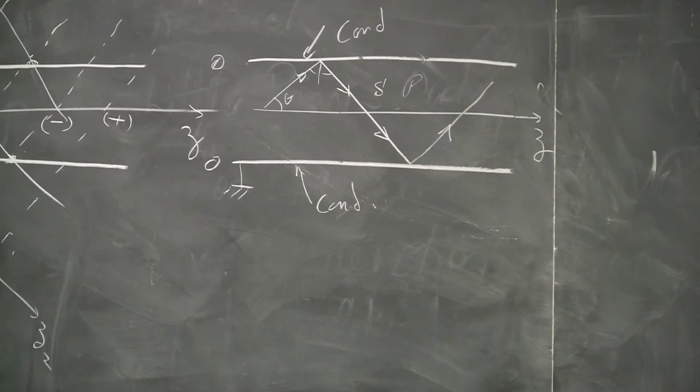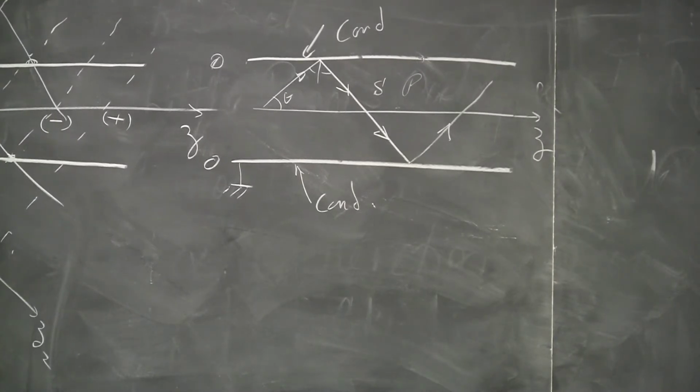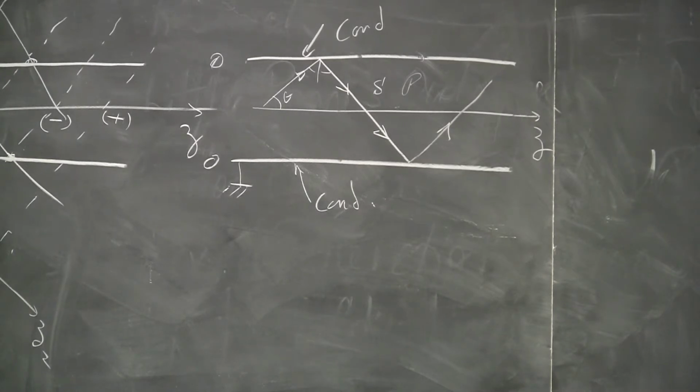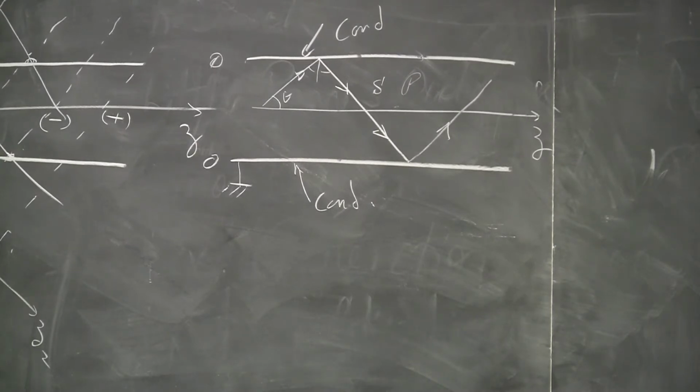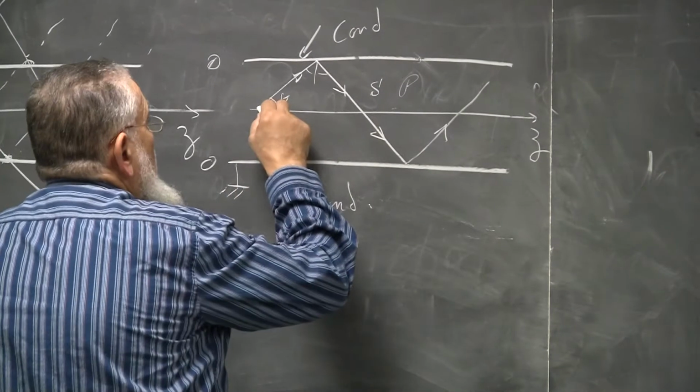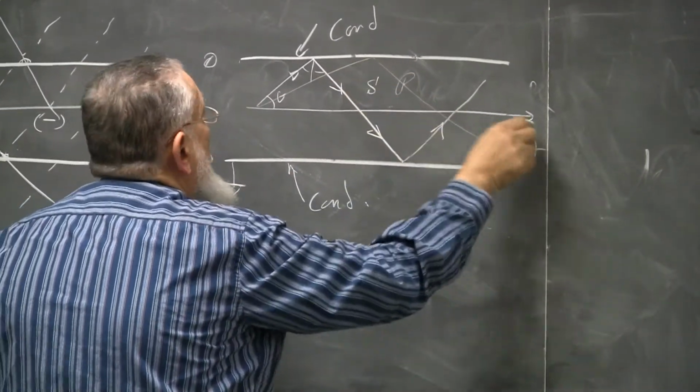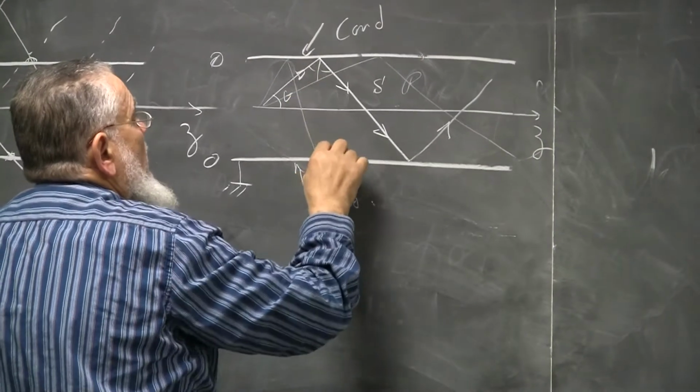So the angle here is determined by that. Now, if you look at this one here, that's M and N. That means your theta is going to be M and N as well. So the different modes are going to be traveling at different angles. That's one mode. Another mode will be traveling like this. Another mode will be traveling like that.